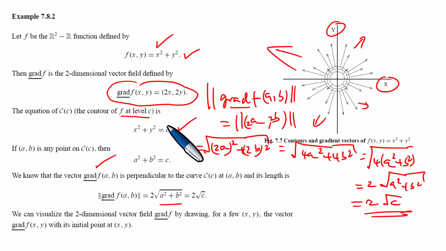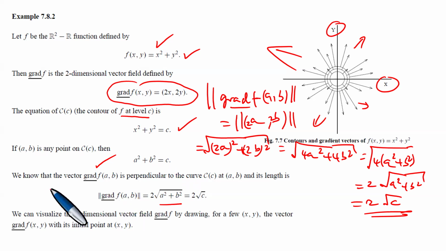Right, so we're able to see that the contour of f at level c is x squared plus y squared. So it is just this function equal to the level, which is c here. So we equate the function to c, the constant, and c is the level of the contour. If a, b is any point on the contour, then a squared plus b squared equals c, which is the level of the contour.